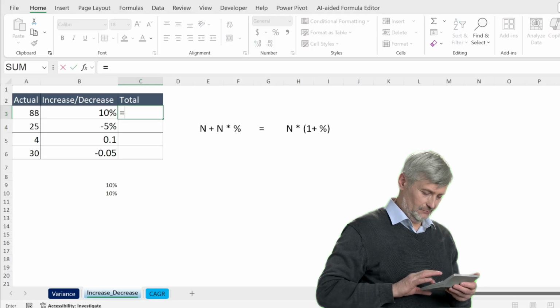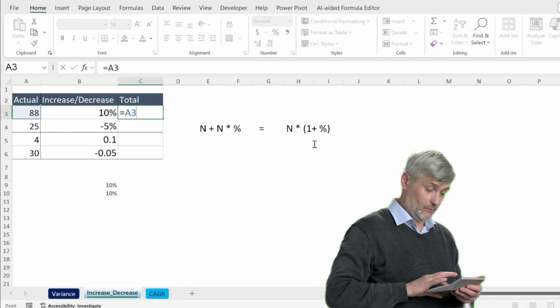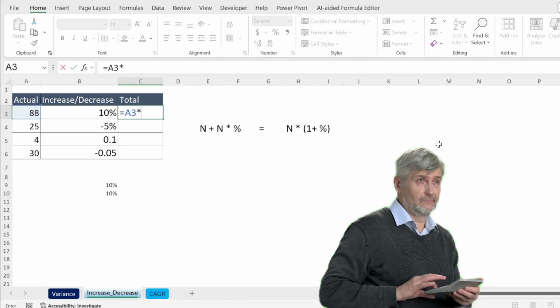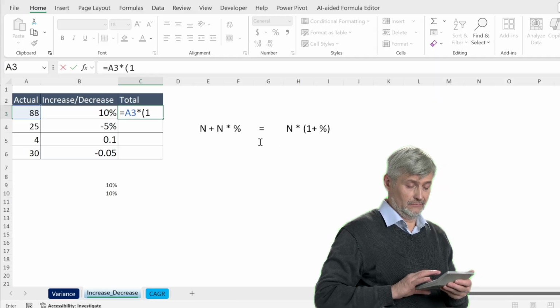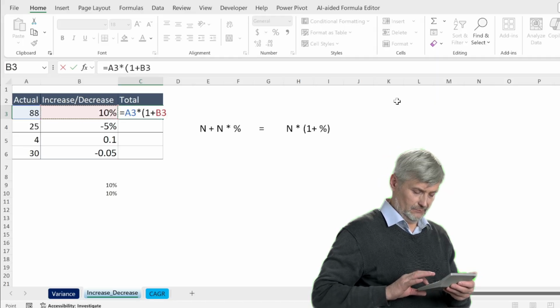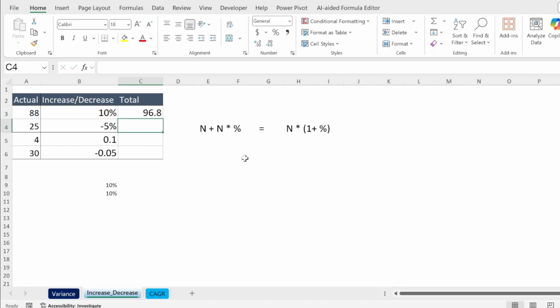Let's go here, and we have the number, so 88, times, you open parentheses, 1 plus, and you have the 10%. Close parentheses, press enter, 96.8. I can drag this, and you can see here I get 23.75.